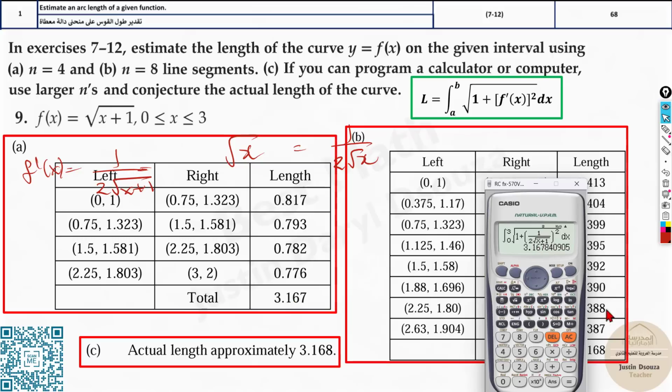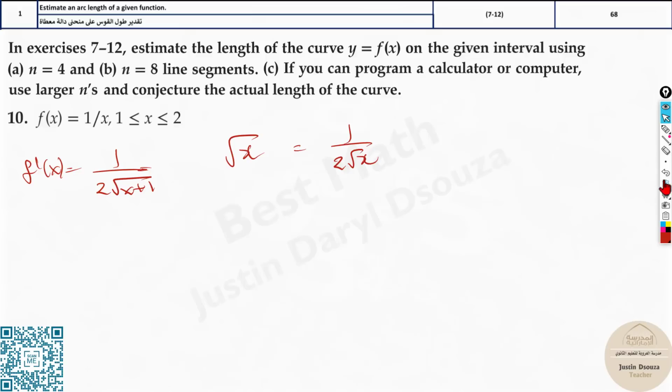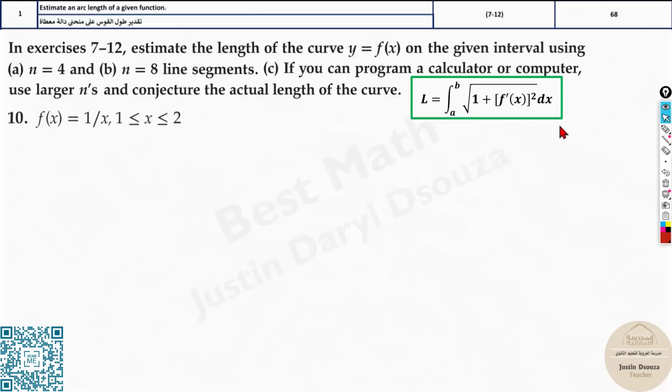Now look at the other answers. They are so close. It's 3.167 and 3.168. So they are so close to the actual length itself. So you can easily find which is your correct answer. And let's do this as well. Here's the formula. Why don't you try it by yourselves? Please do try it and then check for the answer.